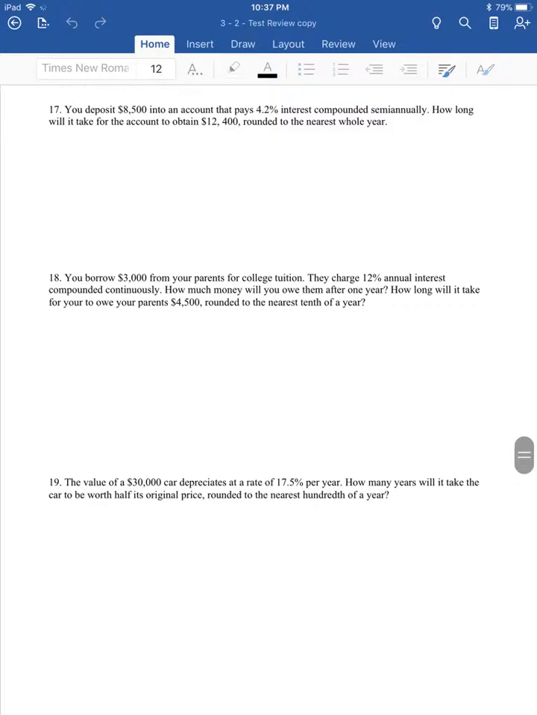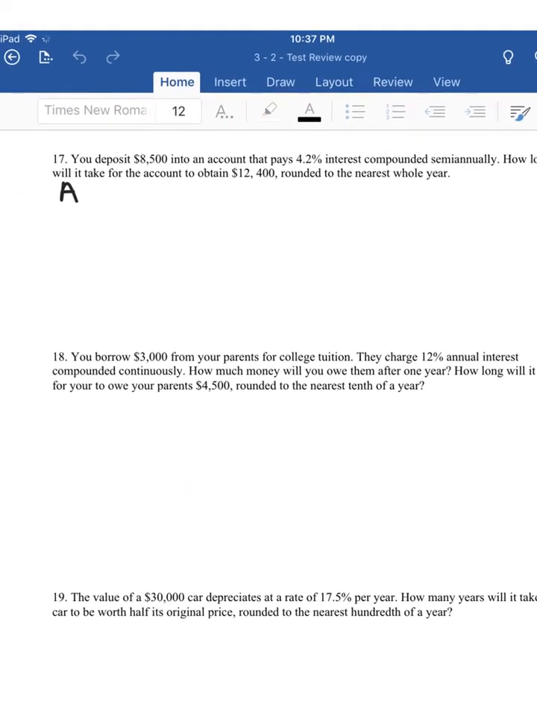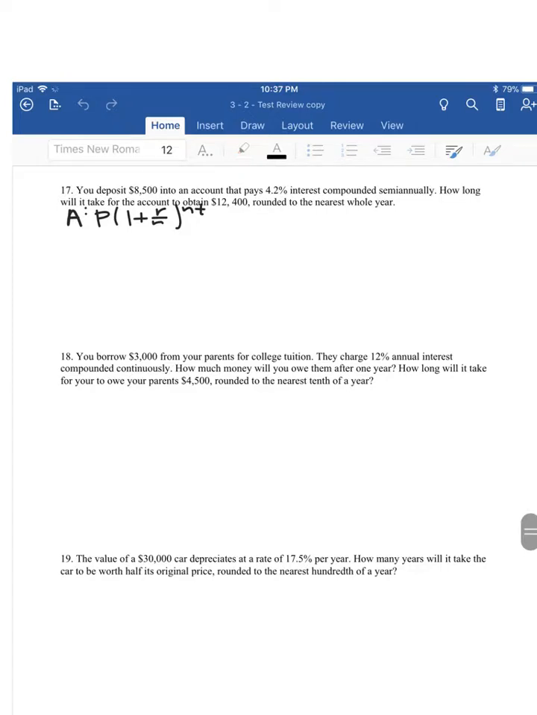So let's just see. So this says interest compounded semi-annually. So this, again, is going to be the same formula that we just used. A equals P times 1 plus the rate over N raised to the N times T. So my question is, how long will it take for the account to obtain $12,400? So in this case, I am looking for T. So that's the only thing that I'm not plugging something into.